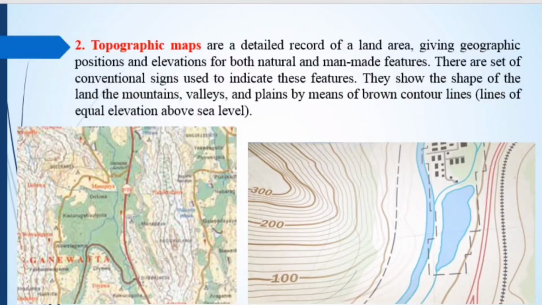Topographic maps. Topographic maps are a detailed record of a land area, giving geographical positions and elevations for both natural and man-made features. There is a set of conventional signs used to indicate these features. They show the shape of the land, the mountains, valleys, and the plains by means of brown contour lines. The lines of equal elevation above sea level are connected, and these lines are known as contour lines.